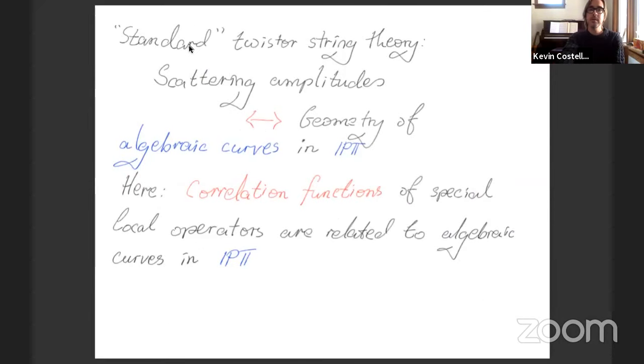So to remind you, one of the beautiful things that came out of the ordinary twistor string theory was that scattering amplitudes were understood in terms of the geometry of algebraic curves in twistor space. So here we're going to find something similar, but for correlation functions instead.